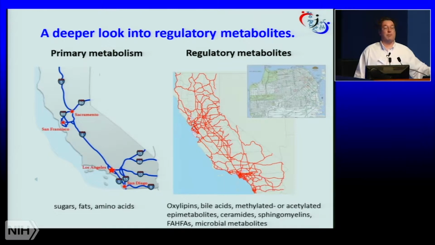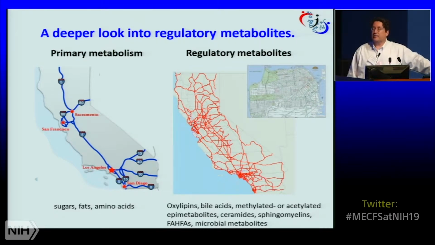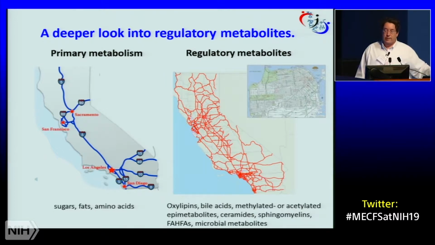That includes, for example, microbial metabolites that get into the vascular system, but also bile acids. We now understand bile acids have lots of secondary functions and bind directly to receptors. FAFAs are involved in diabetes, and so on and so forth. So this is the reason why metabolomics is more than just fats, sugars, and amino acids.